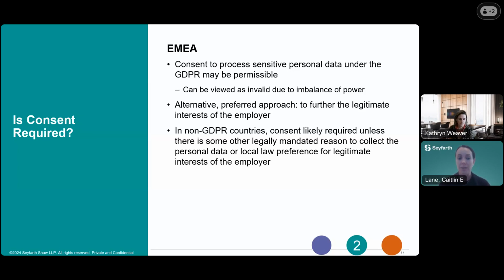That said, it can be difficult to rationalize a legitimate interest to collect certain sensitive personal data, even when we do take DEI initiatives into consideration. And so, a proper analysis really needs to be undertaken, and there needs to be a true, valid, and legitimate interest that is being furthered when collecting this type of information. Of course, in non-EU, non-GDPR countries, consent is more frequently required and relied upon, and this is particularly true in Middle East countries in the region.